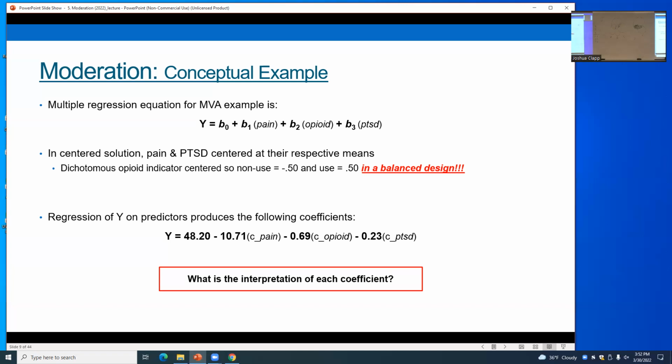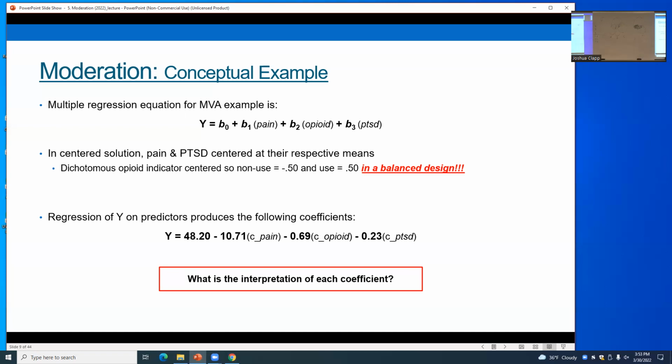Josiah, what about this coefficient here? So for every unit of opiate use, it's only 0.1. We expect role function to change by 1%. Okay, cool. Now let's think about this. What does it mean to have a unit increase in opiate use?